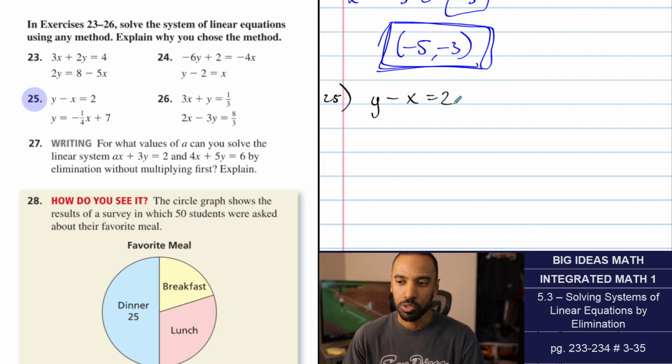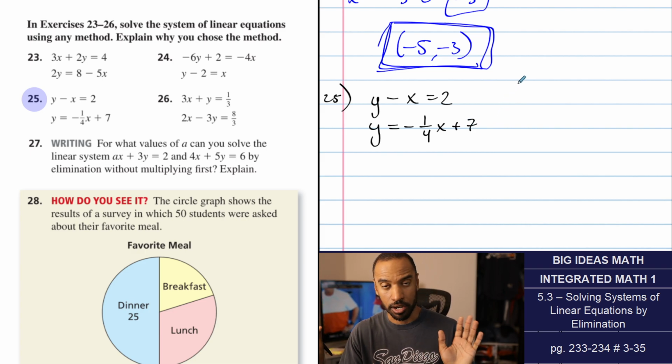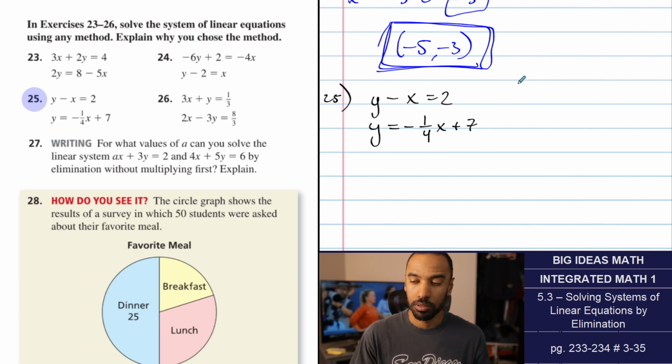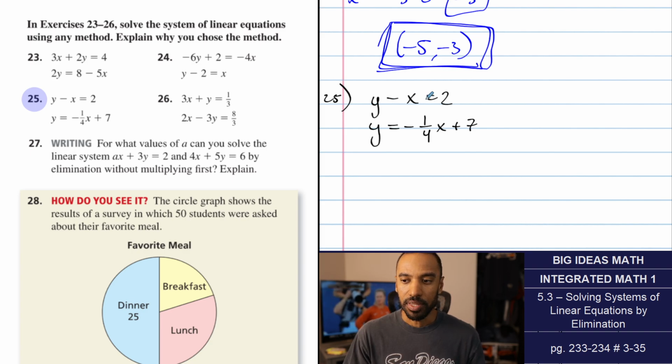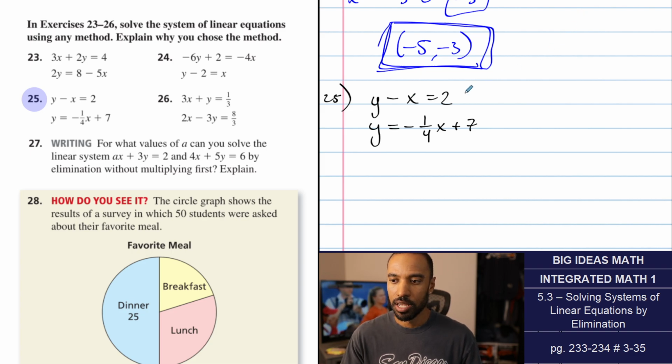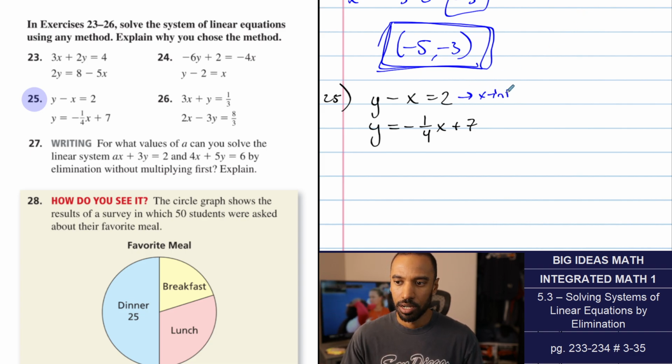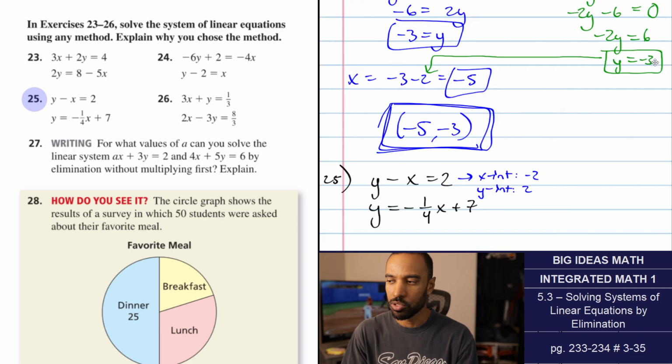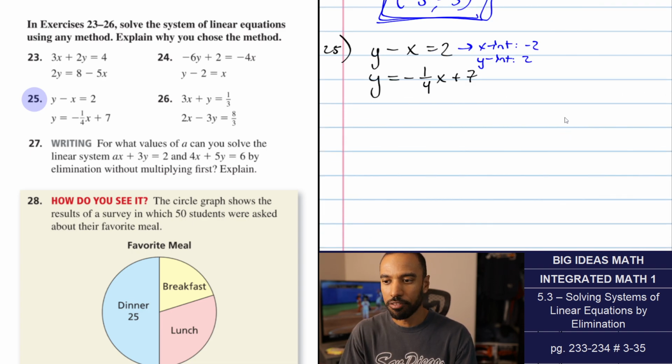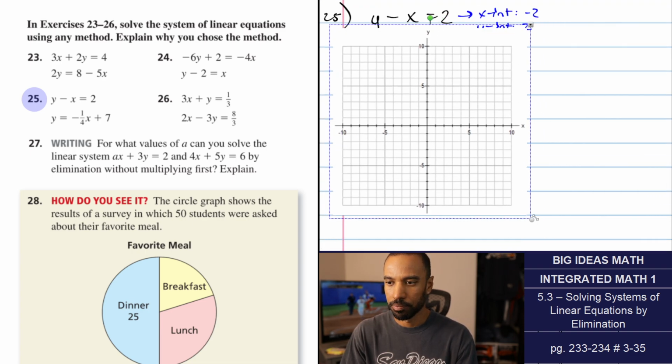But y minus x equals 2, y equals negative 1/4 x plus 7. If I wanted to do an option here, guys, honest to goodness, I'd solve by graphing. Listen, you don't even have to get this one in slope-intercept form. You can graph out of standard form by getting the intercepts. The x-intercept here is going to be negative 2, and the y-intercept is positive 2. So I can just graph those intercepts on this one, and here I can use the slope and y-intercept. Honest to goodness, graphing is the one I would actually just use on this one.